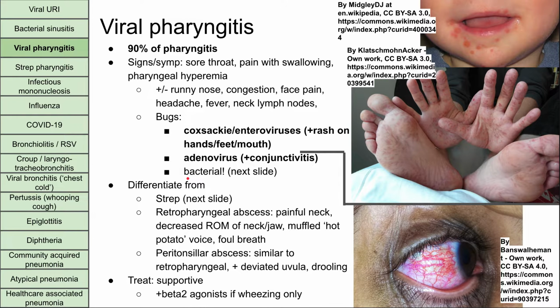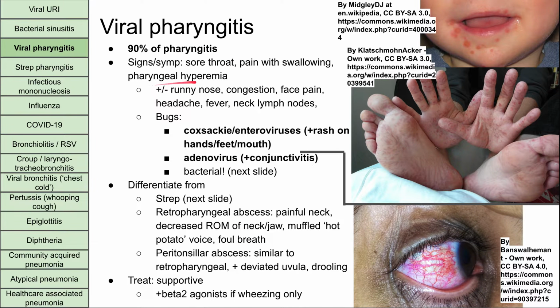There's also, of course, 5 or 10% of pharyngitis is caused by bacteria. We'll talk about that on the next slide for strep. For viral pharyngitis, you want to differentiate it from other diseases that present similarly. So we're going to differentiate it from strep on the next slide. We can look at pictures of retropharyngeal abscess and peritonsillar abscess. These present similarly to viral pharyngitis. They have sore throat, pain with swallowing.